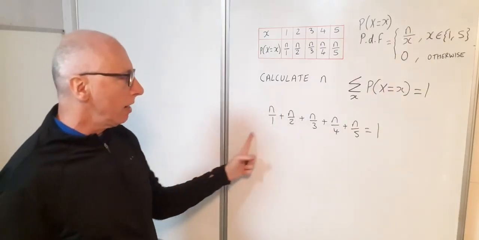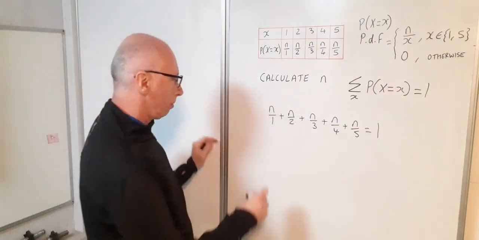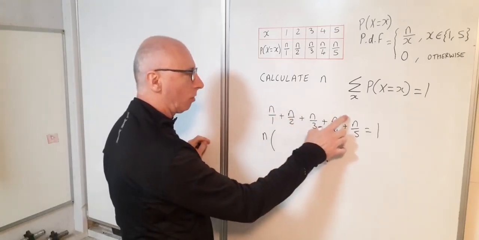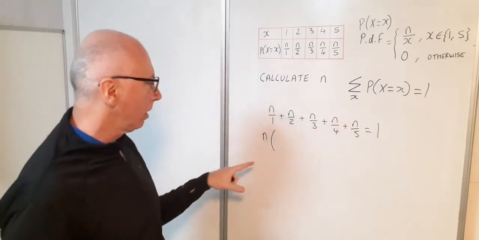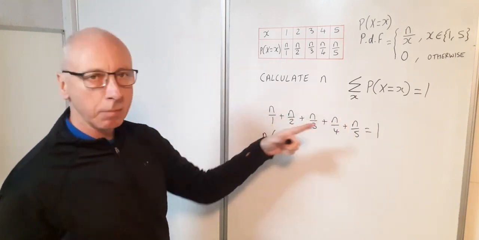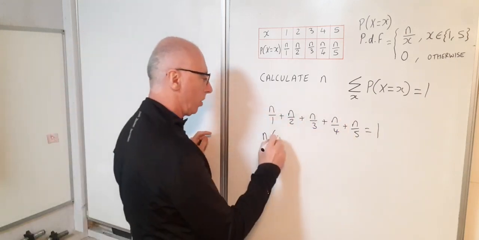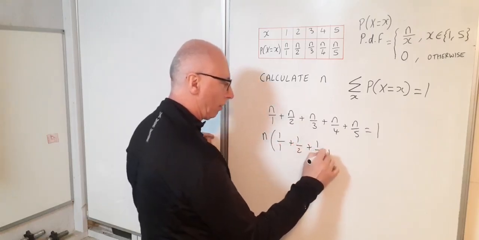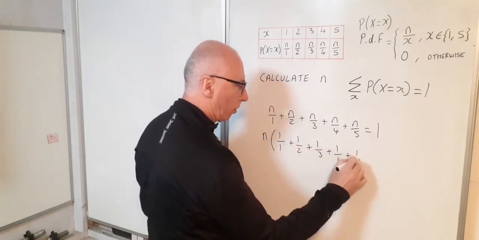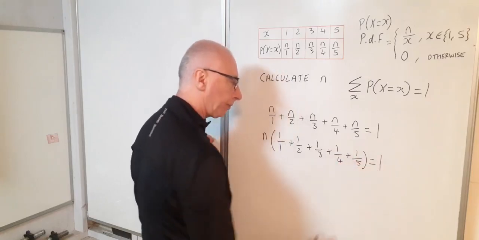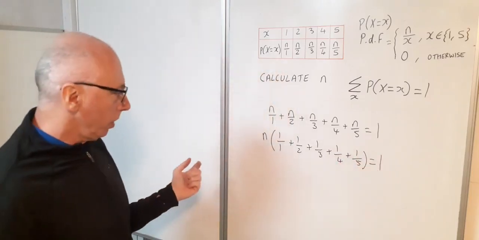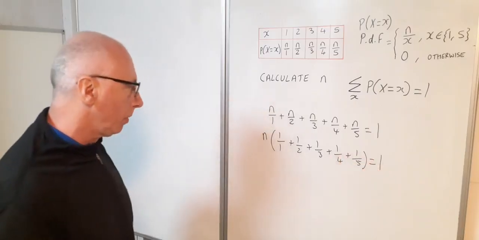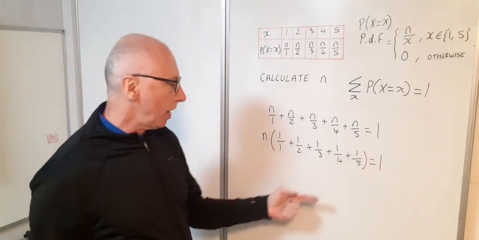So as n is common in all of these terms, let's just factor it out. So then we replace where we see an n or a multiple of n with just whatever that is. So n here is the same in all of them, so we just replace the n with a 1. So 1 over 1 plus 1 over 2, 1 over 3, 1 over 4, 1 over 5. So what we want to do is work out this sum and then multiply both sides by the reciprocal. So let's see if we can do this in our head.